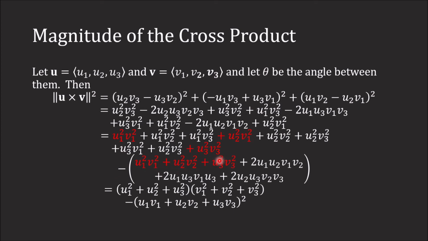Now the reason for doing this is if you look at this first part here, the part that's outside the parentheses, this is the quantity of U1 squared plus U2 squared plus U3 squared times the quantity of V1 squared plus V2 squared plus V3 squared. What's in the parentheses is U1V1 plus U2V2 plus U3V3, all squared.